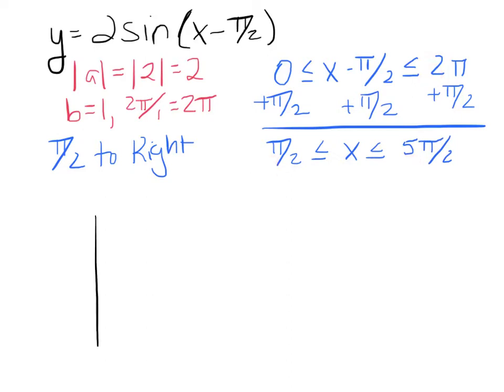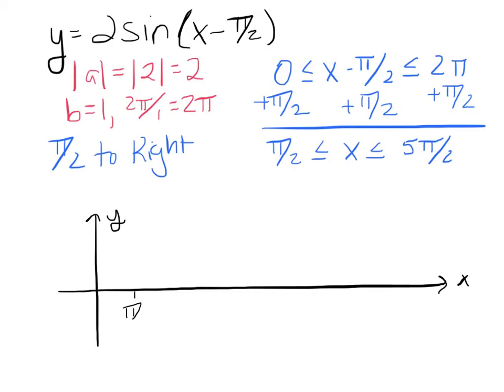So we'll set up our axes. And let's label going by pi over 2's. Here's 1 pi over 2, 2 pi over 2, 3 pi over 2, 4 pi over 2, and then 5 pi over 2. So our sine curve has to begin at pi over 2 and end at 5 pi over 2.